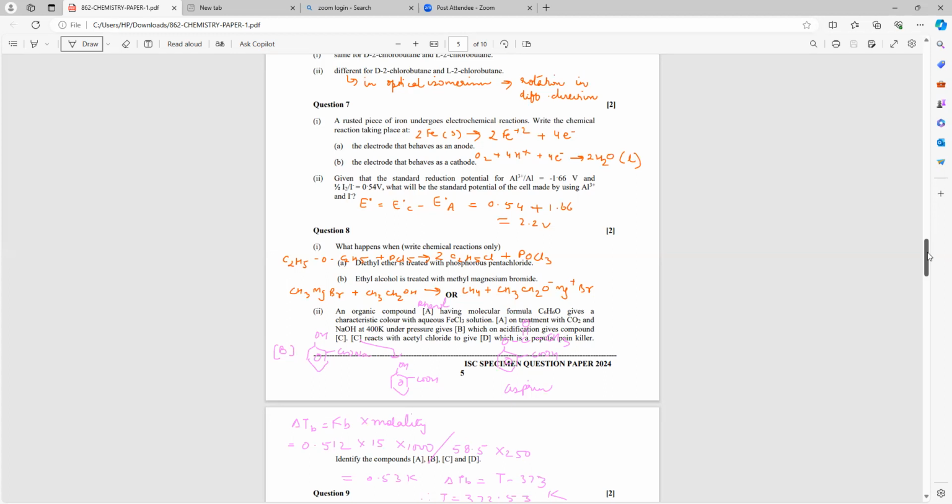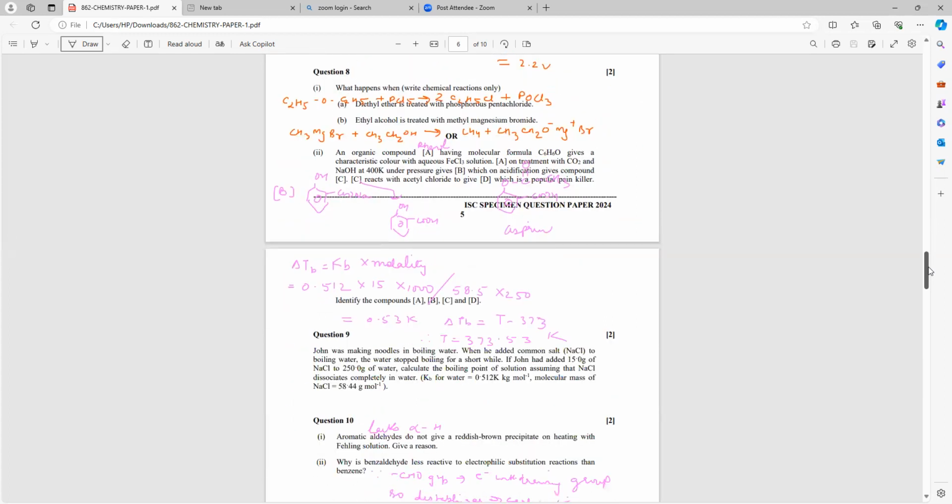Then comes the next question, question number 9. Again, it is a passage question. The formula will be delta TB is equal to KB into molality. You can see I have written the formula, shown the substitution, and then the final answer.